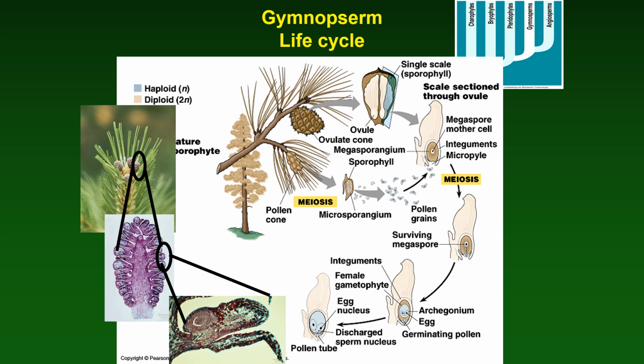So we have pollination, but then remember the sperm have to be carried by a pollen tube to the egg sitting in the archegonium, and then we get a zygote. The zygote is going to develop into the next sporophyte. And once fertilization has occurred, we stop referring to this as an ovule, and then we call it a seed.